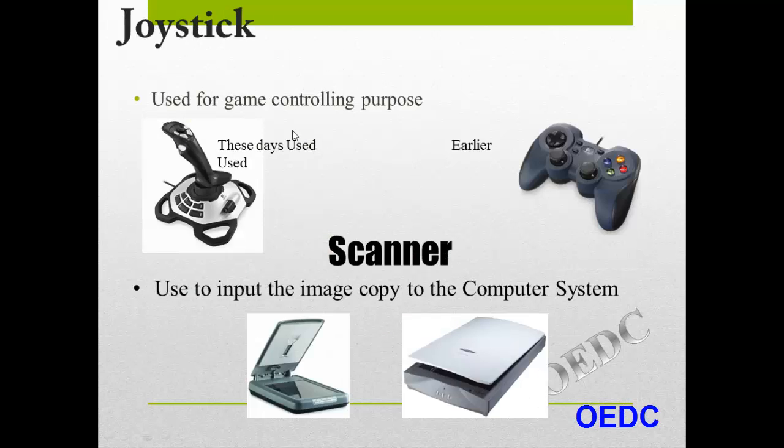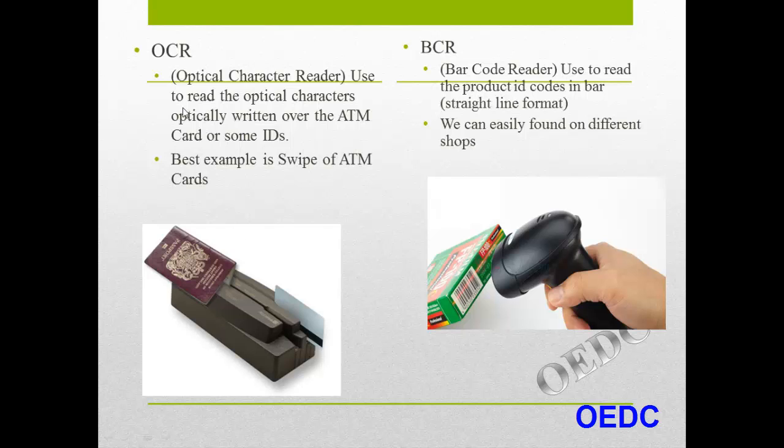Then joysticks are used for game controlling purposes. Earlier this type of joystick was used, and these days the joysticks are like this. A scanner is used to input the photocopy or image copy to the computer system. Place the photo, then put the cover down, and the photo is directly inserted into the computer. Then OCR, optical character reader, is used to read the optical characters optically written over an ATM card or some IDs.